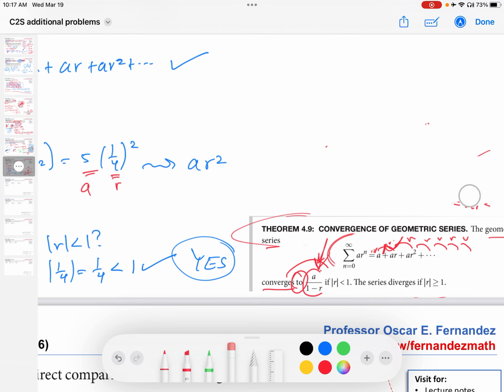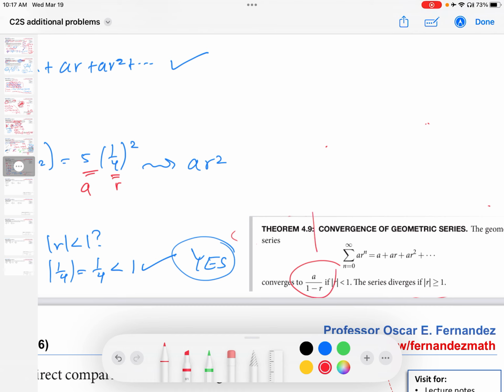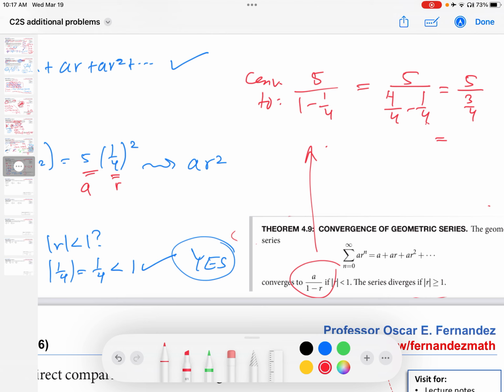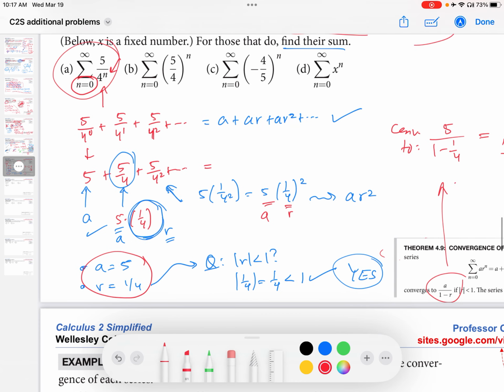Erasing all this mess here, like we said earlier, it converges to a over 1 minus r. So I have my a is 5. I have my r is 1/4. So that's what it converges to. And if we wanted to simplify this, that's 5 divided by 1 minus 1/4, which is 4/4 minus 1/4, which gives us 3/4. 5 divided by 3/4 is 5 times 4/3. So that's 20 over 3. So that is the sum of this first geometric series.